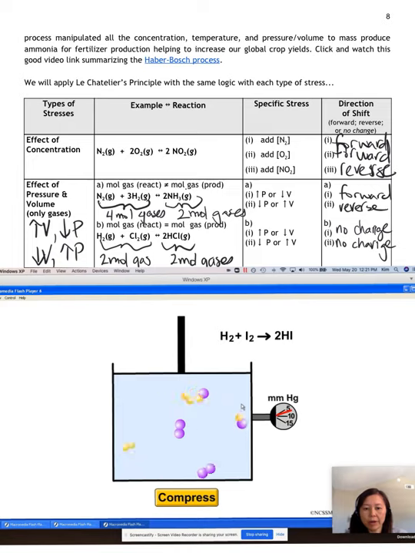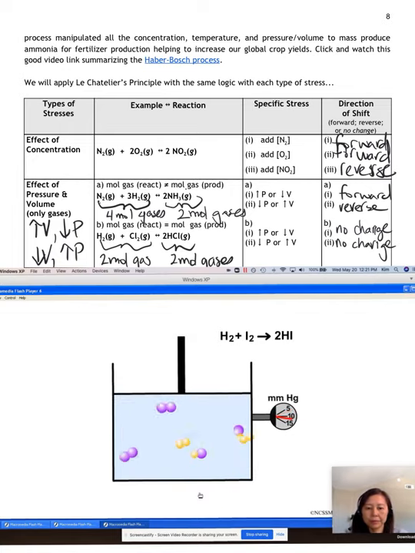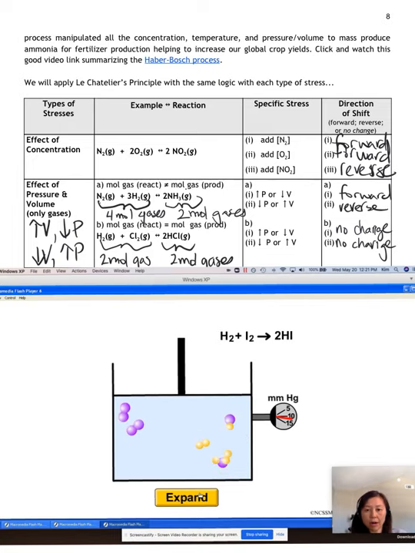Now I'm going to compress, and when I compress, you're going to see if there's any changes in the amounts of hydrogen, iodine, and hydrogen iodide. So let's count. You see 2 hydrogen molecules, you still see 2 iodine molecules, and you still see 2 hydrogen iodide. Now, upon compressing, what you've done is you've changed the volume. Thus, you increase the pressure inside the system.